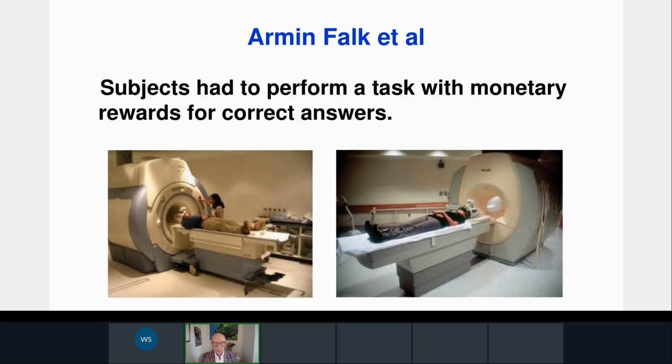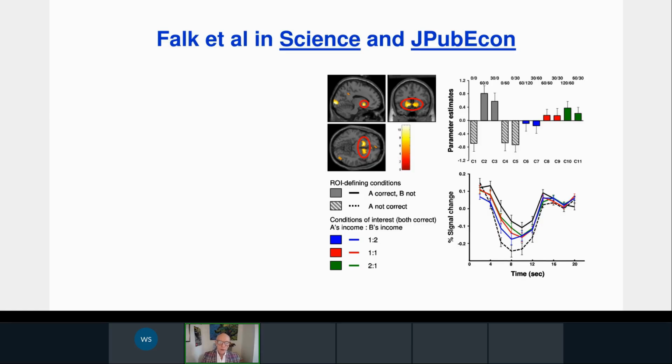Remarkable experiments were done by a team led by Armin Falk at the University of Bonn, a very talented researcher. Today is not the day for me to take you through the details, but you can see here there are two fMRI scanners. And what the team did was to measure, let's say, my brain, what's happening to the reward areas of my brain as you're in the other scanner and you are given more money, and I'm told that you're getting more money. That's the nature of the experiment.